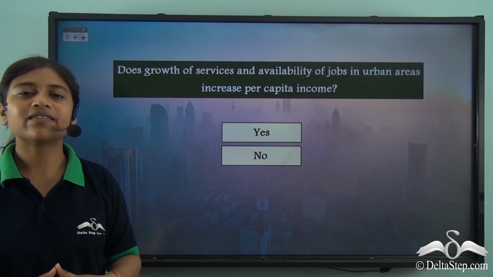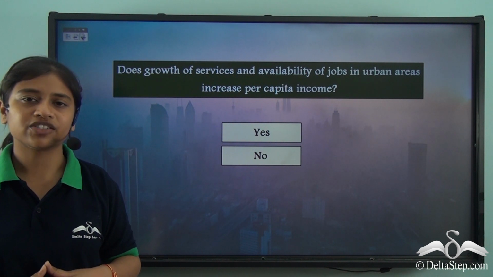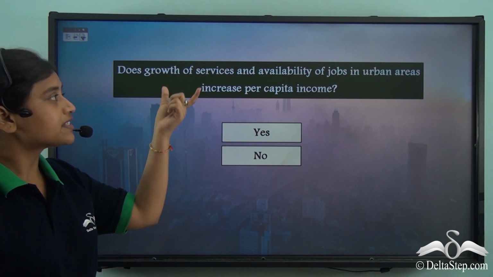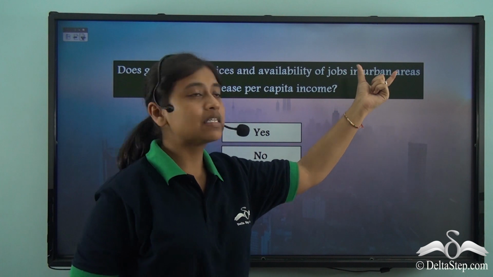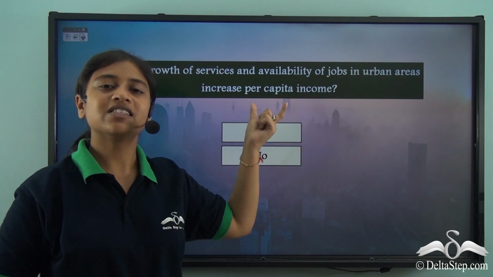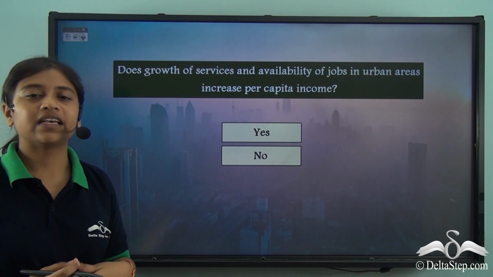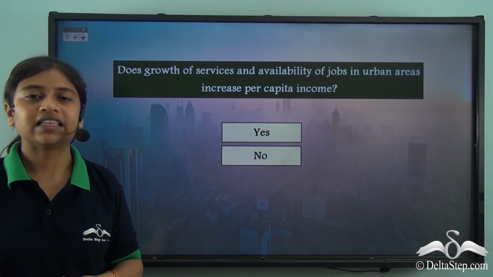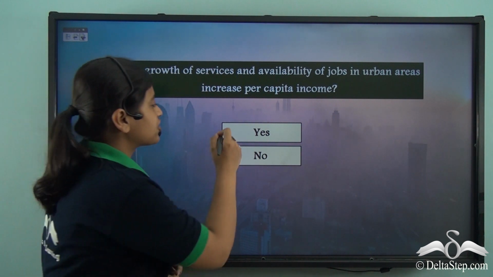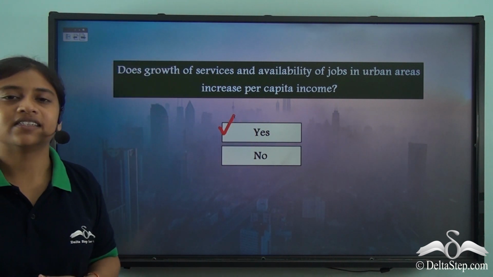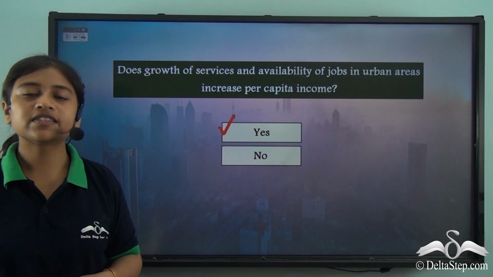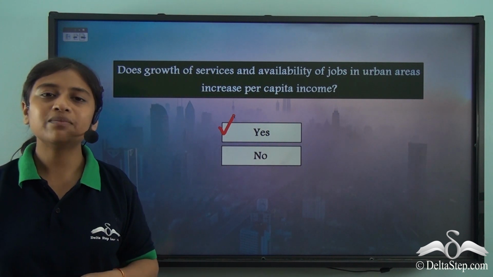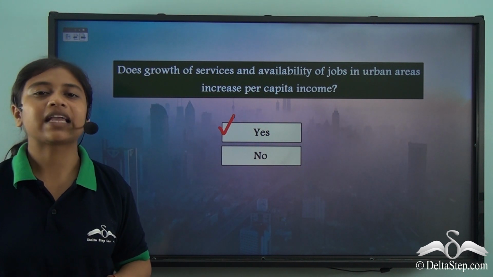So before we proceed with the lesson, could you help me with this simple question? Does growth of services and availability of jobs in urban areas increase per capita income? What could be the answer? The correct answer is, it is true. Yes is the correct answer. The growth of services and the availability of jobs in urban areas do increase the per capita income.